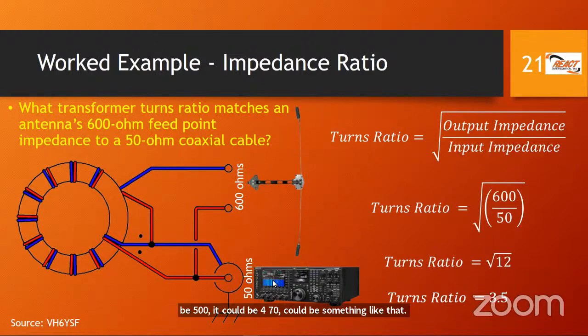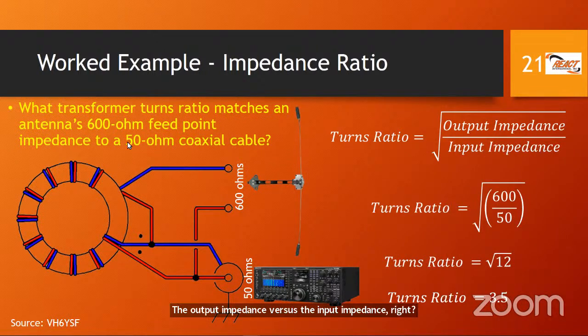Can we connect it directly? Well, we remember we say ham's a matchmaker. So we want to match this 50 ohms to this 600 ohms, and we can use a matching transformer like this. But we need to calculate the turns ratio. And what do we use? We use our trusty turns ratio formula, which we said is the square root of the output impedance over the input impedance, right?